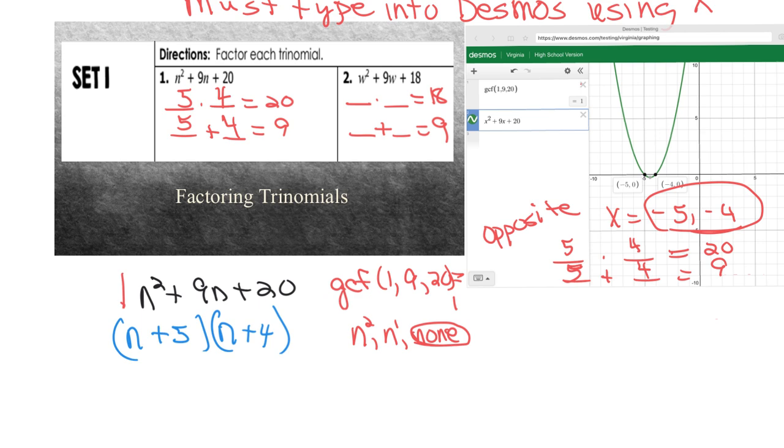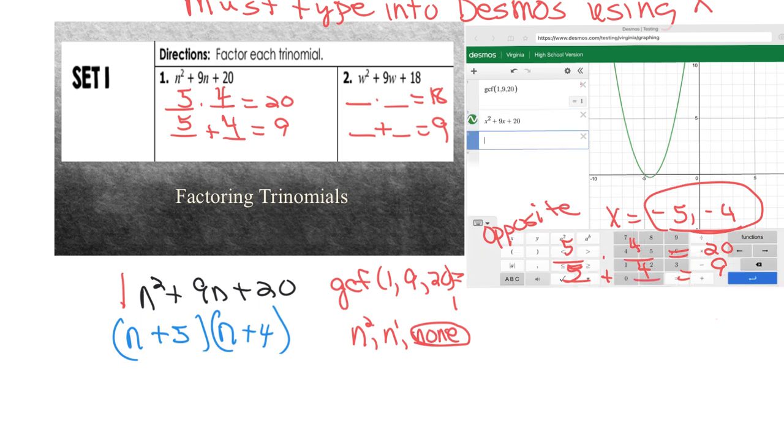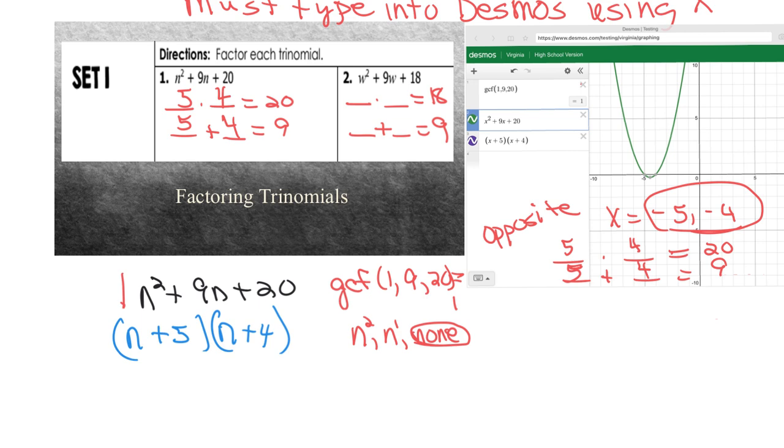Now, I can check this on Desmos. And by checking on Desmos, I'm going to type my answer in, but I'm also going to use x's when I type it in. So I'm going to have x plus 5 times x plus 4. And as you can see, the graphs match perfectly. Therefore, my answer is n plus 5 times n plus 4.